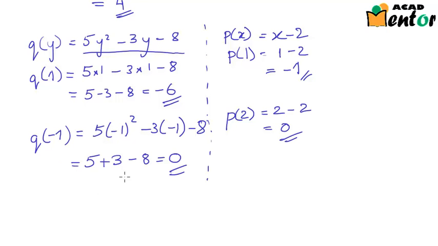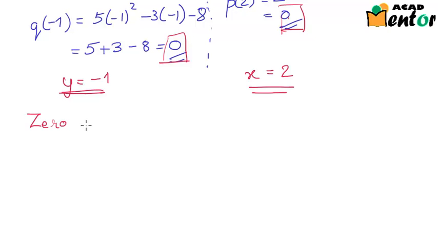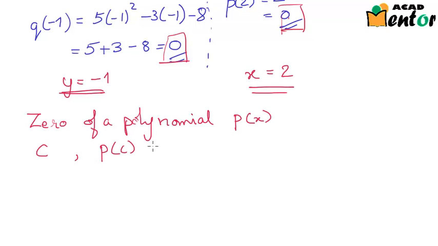If we notice carefully, the values of both polynomials are 0. The one on the left was 0 when y was equal to negative 1, while p of x was 0 when x was equal to 2. So these values, y equal to negative 1 and x equal to 2, are nothing but the zeros of these polynomials. That means a zero of a polynomial p of x is the constant or number c where p of c is 0. For whatever value of c this polynomial turns out to be 0, that value of c is known as the zero of that polynomial.